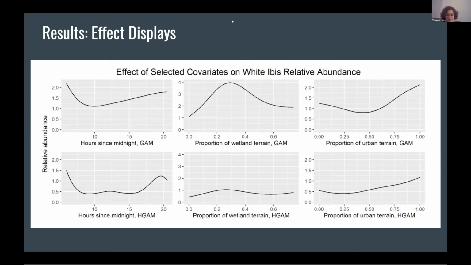Next, we also have effect displays, where we evaluated the effect of selected covariates on the white ibis relative abundance. And these are nonlinear because of the generalized additive model technique. So what we see here is that for the GAM fit, for these 2 environmental covariates over here, very extreme relationships that I don't find to be particularly realistic in the context of the white ibis. And then we do have these HGAM effect displays here that I find to be much more realistic, much more suitable to the actual relationship.